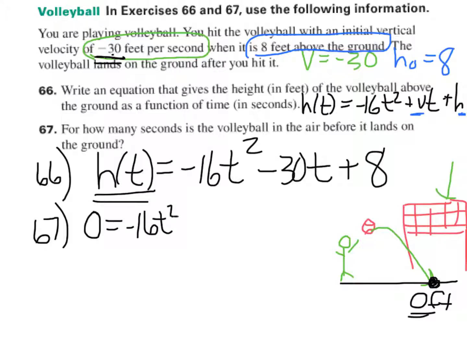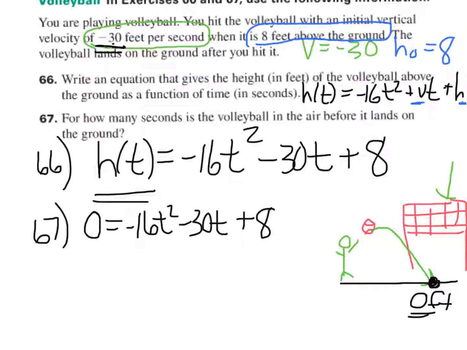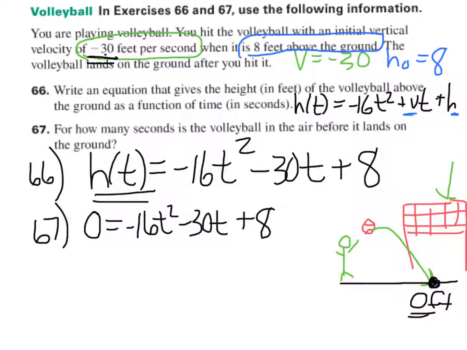If we set this equation up, what we need to do now is what we've been doing, which is solve this quadratic equation. We can either try to factor it and solve it, or use the quadratic formula. On this one, I think we're going to have to use the quadratic formula, so let's get that set up. I'm going to identify a is negative 16, b is negative 30, and c is 8, and just set it up and simplify. So here we go. Let's do the setup.